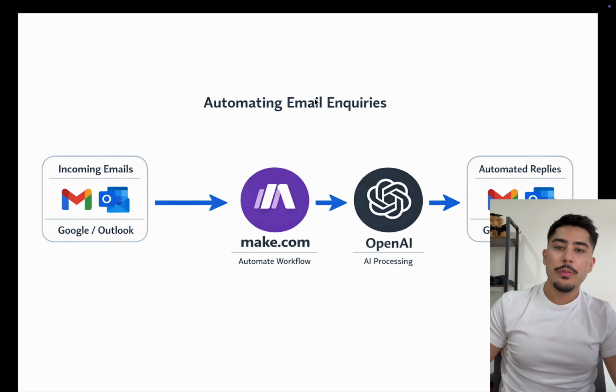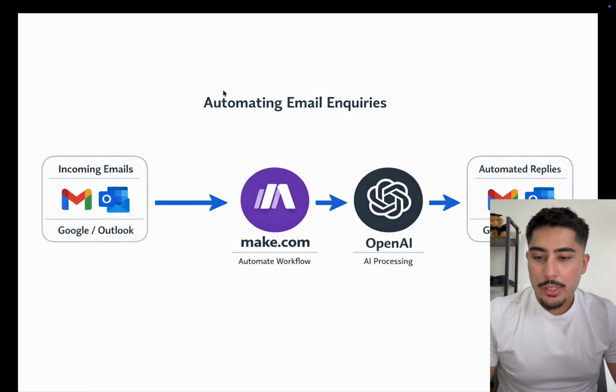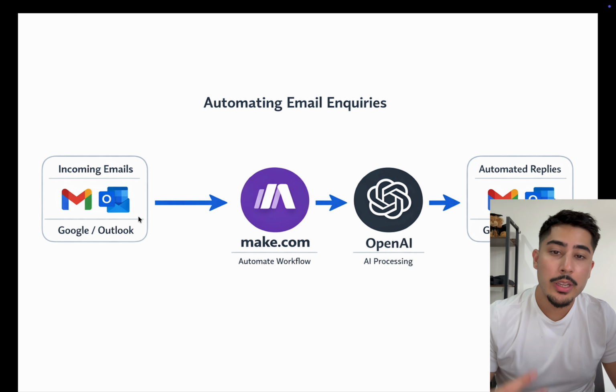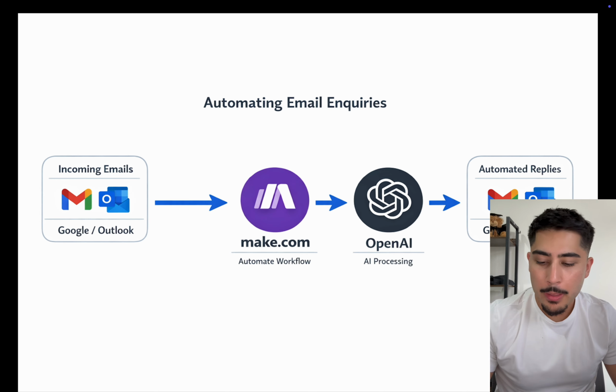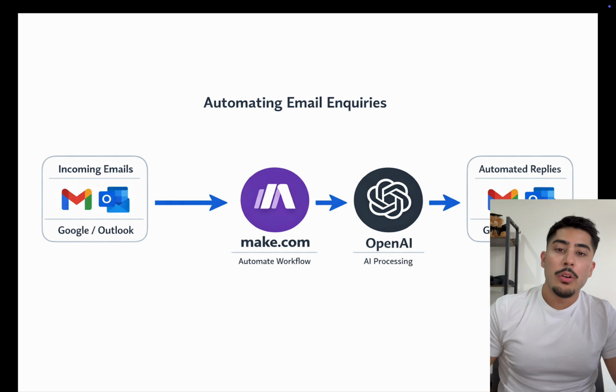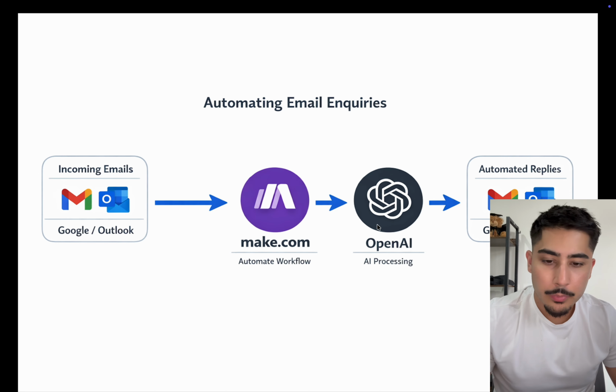So I've made a little flow chart here. Essentially, let's just say, for example, using Gmail or Outlook, you're going to have incoming emails. These are going to be pretty common email inquiries that we can read and process. That will go to make.com. You can use Zapier, but I use make.com because it's a lot more economically easier to use. We're going to connect to OpenAI for AI processing, and then we're going to have some automated replies as well. So as I mentioned, this is going to be best for more common email inquiries.